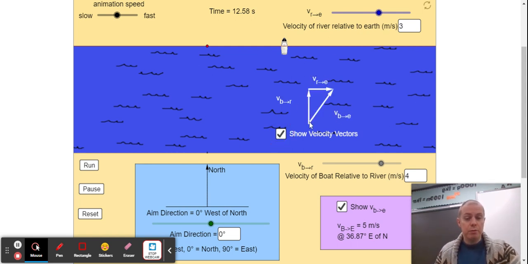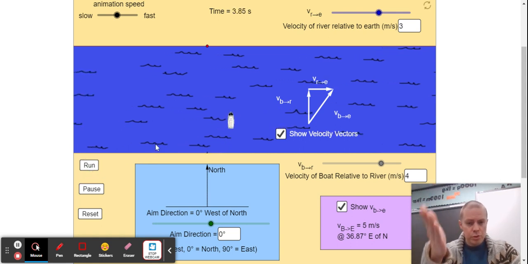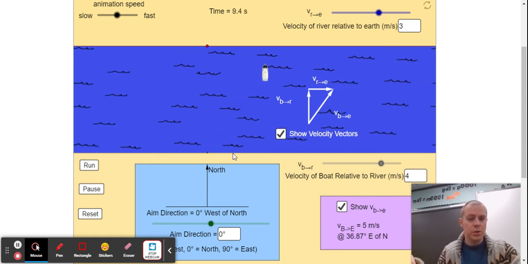So we have the boat with respect to the river and the river with respect to the earth. The boat with respect to the river is how fast the boat moves on still water. The river with respect to the earth is how fast the current is moving. And the end result you get is the boat with respect to the earth. So, right, if I want to get straight across the river in a current, if I just shoot straight across, that's not going to work.